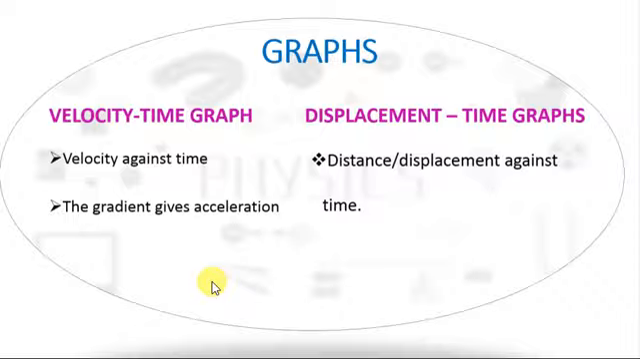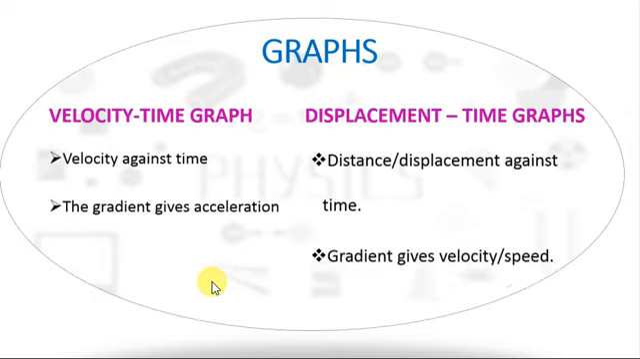Whereas for a displacement time graph, you can guess. What does its slope give us? Remember, to get slope, you're getting displacement over time. That is the slope. Now, which quantity gets that? Those of you who have guessed it, you're right. It is velocity. Its slope gives us velocity or speed.